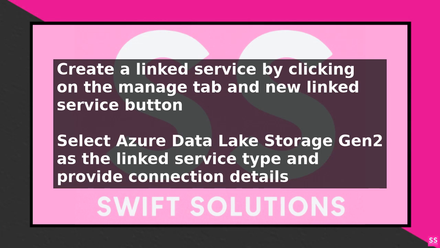Click on the Integrate tab and then click on the New Pipeline button. Add a copy data activity to the pipeline and select the linked service you created earlier as the source. Then, select the dataset you created earlier as the sink and configure the mapping and other settings as needed. You can also add additional activities to the pipeline, such as data transformation and loading, depending on your specific requirements.